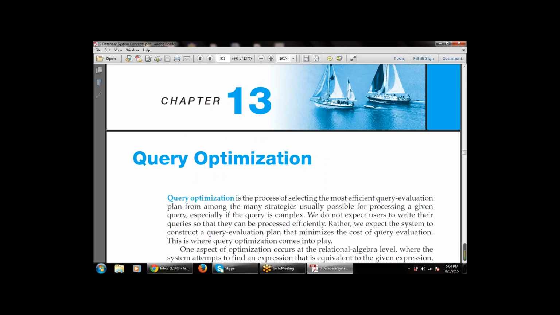So let's take a break right now. Then after the break, let's move to the next chapter, chapter number 13, query optimization. Let's take a break right now.